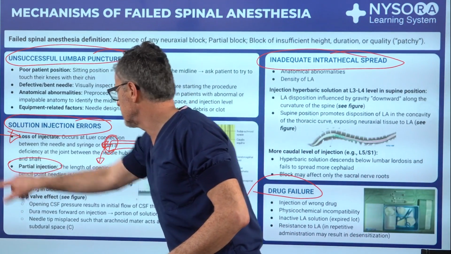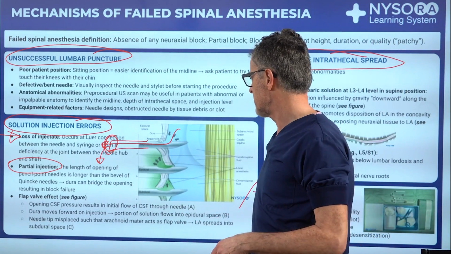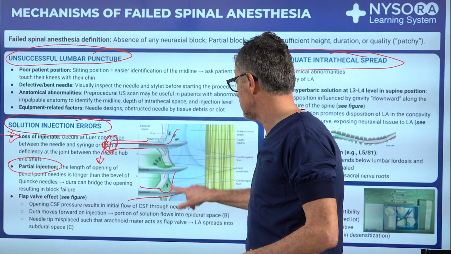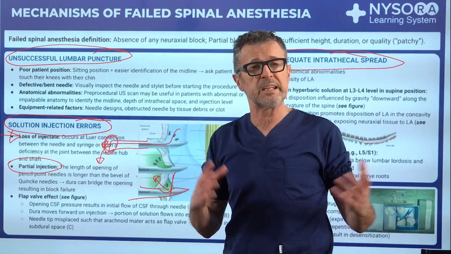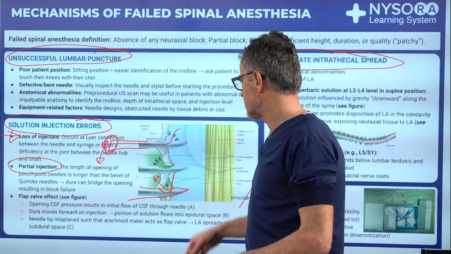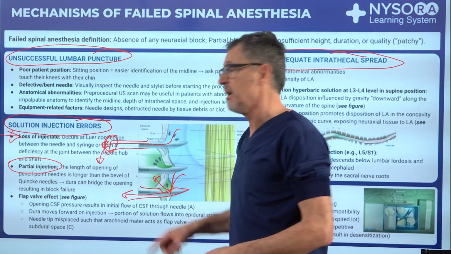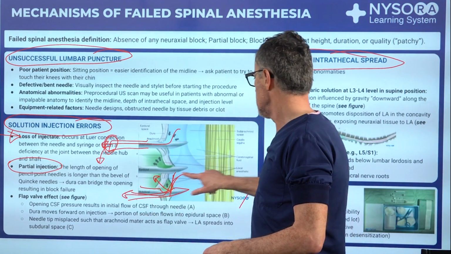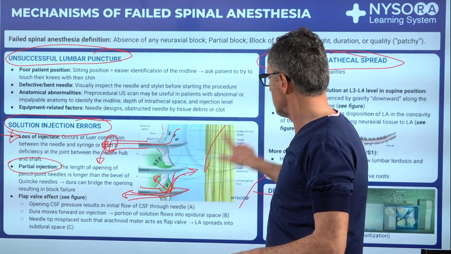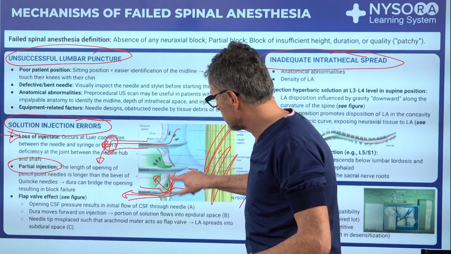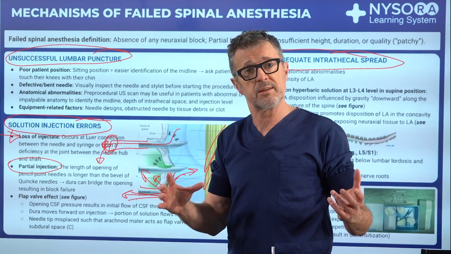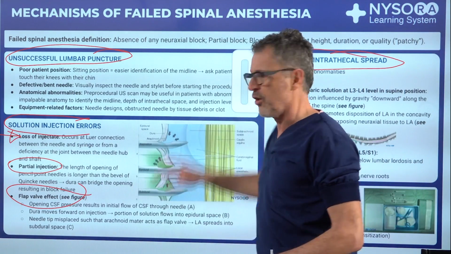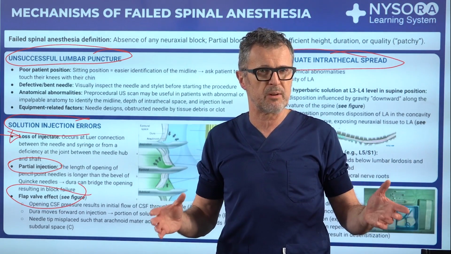Number two, partial injection. Partial injection occurs, as we talked about, when the needle is partially inserted into the intrathecal space and partially connected to either the subdural or the epidural space. In that case, you may get CSF back, but your injection of the local anesthetic under high pressure, which typically occurs through these needles, partially goes into the intrathecal space where it works on the neural elements, but partially goes subdurally or epidurally, which leads to the failure. And finally, you have a flap valve effect, which we talked about earlier. So these are the main causes of spinal failure.